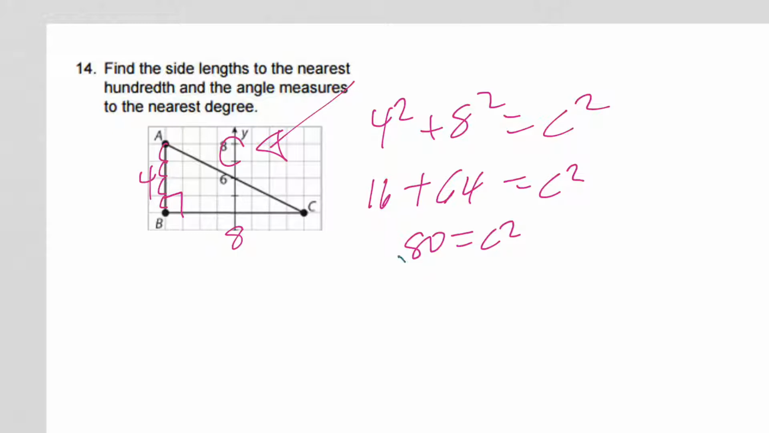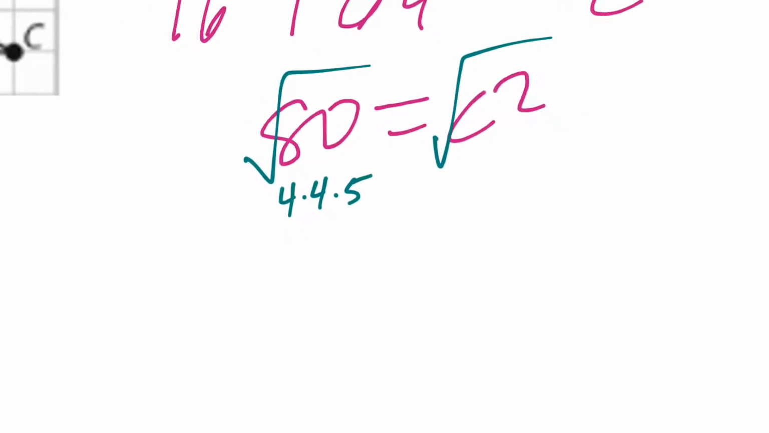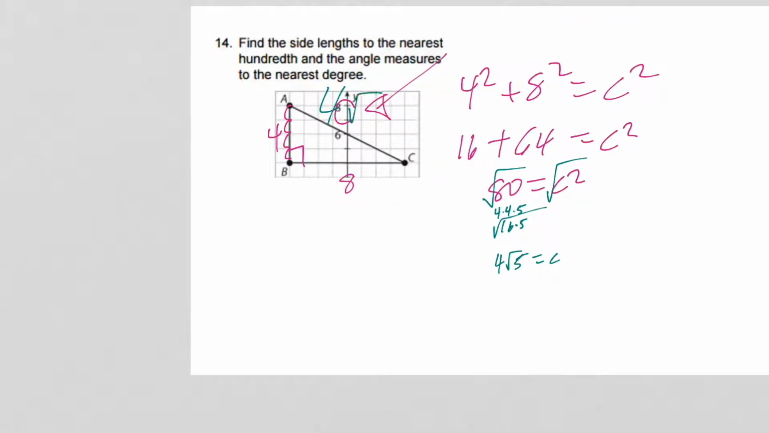And when you take the square root of both sides, 80 is the same as 4 times 4 times 5, which is the same as 16 times 5. So when I take the square root of 16 and 5, I get 4 square root of 5. So this is 4 square root of 5.